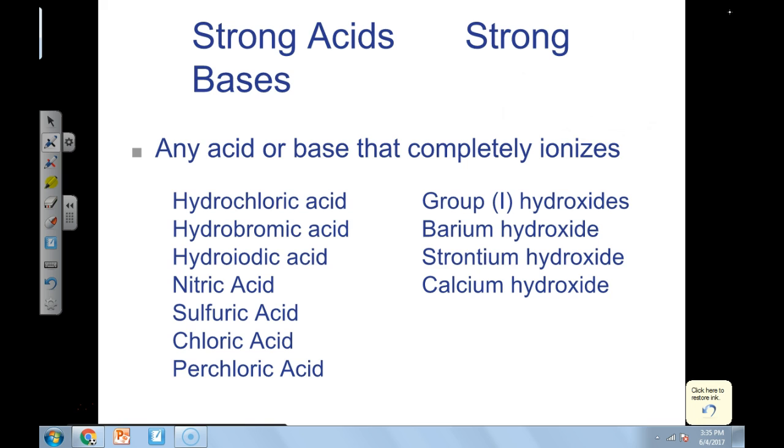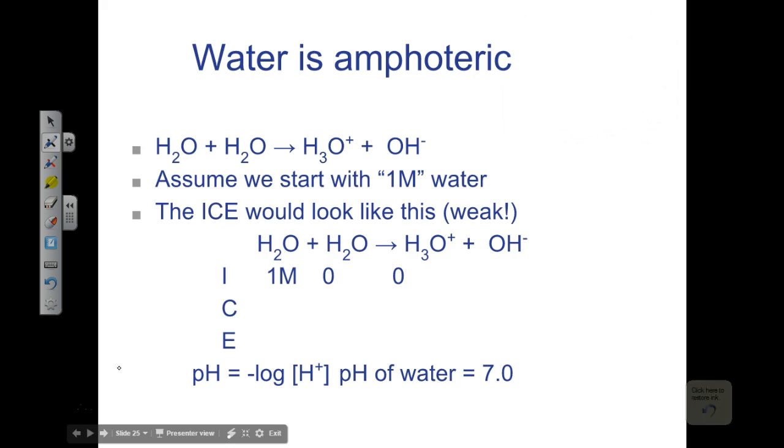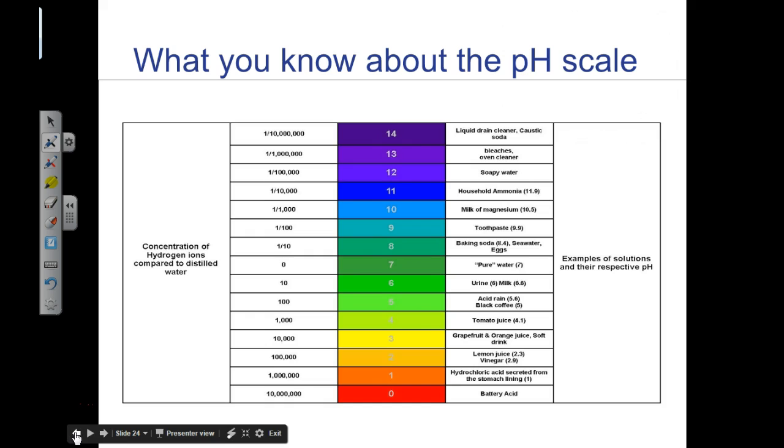But what is pH? Well, the pH scale is probably something that you may have come in contact with before. One of the things about the pH scale is that it's a log scale. That means every number is 10 times different than the number previous to it.